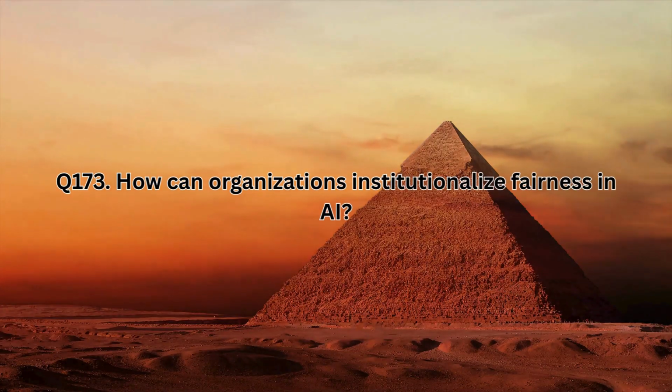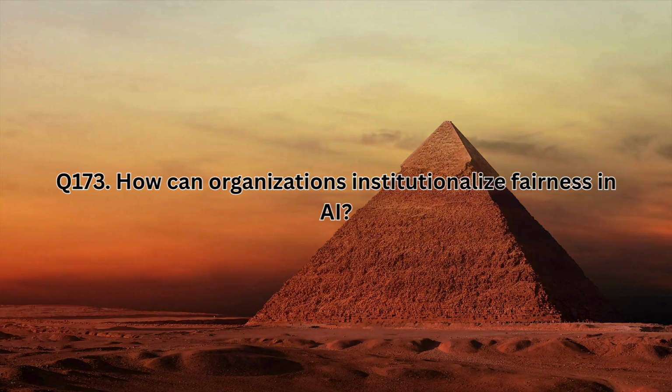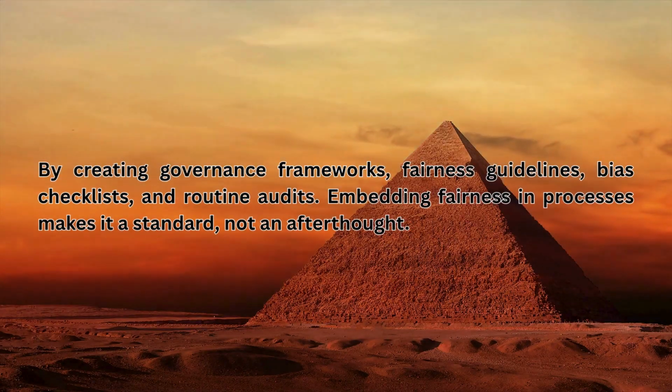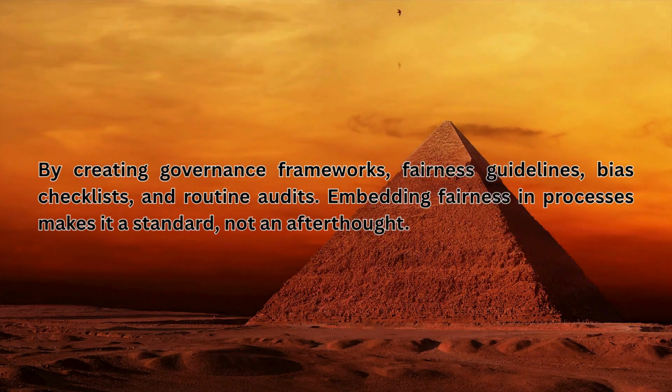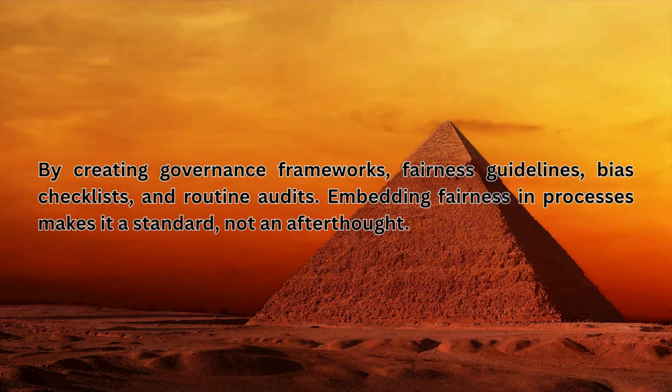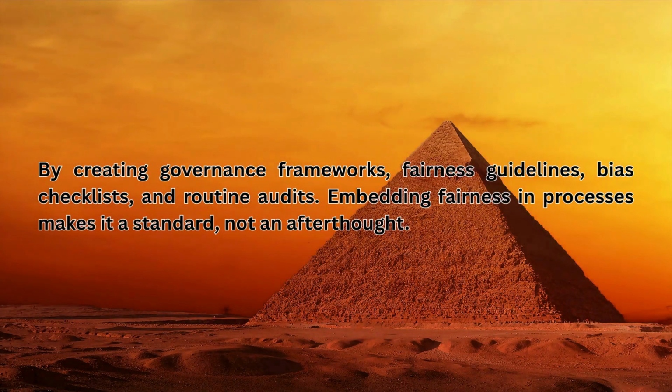How can organizations institutionalize fairness in AI? By creating governance frameworks, fairness guidelines, bias checklists, and routine audits. Embedding fairness in processes makes it a standard, not an afterthought.